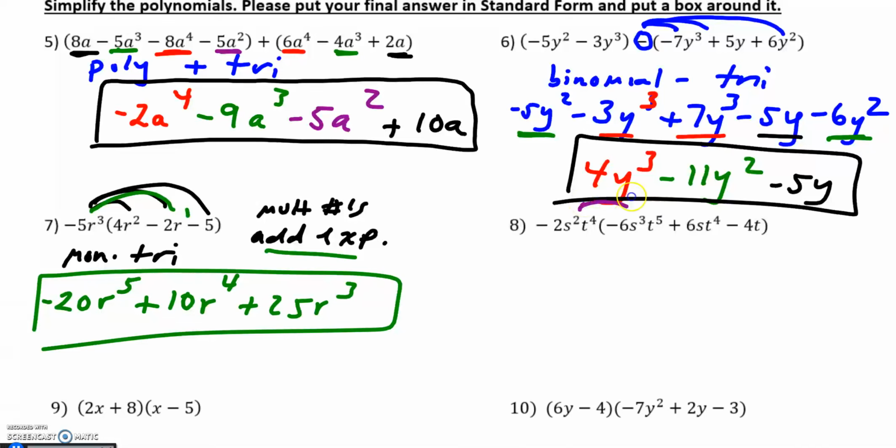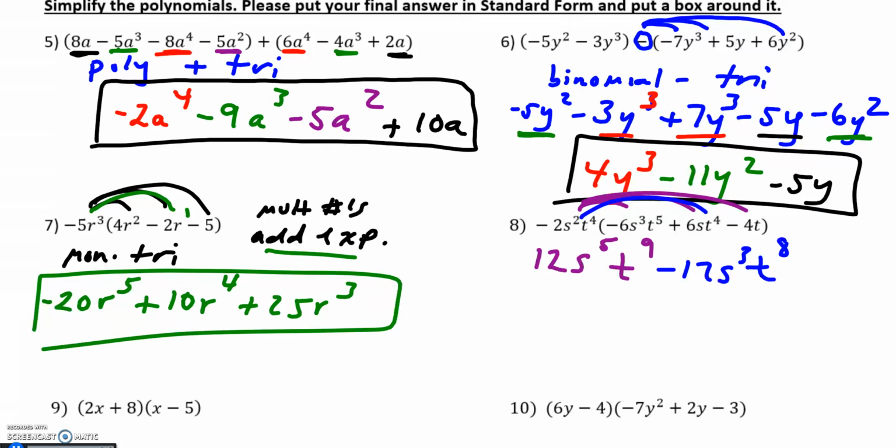Speaking of that, if I distributed in this monomial to this trinomial, my first term, so negative 2 times negative 6 is 12. S squared times s to the third is s to the fifth. T to the fourth times t to the fifth is t to the ninth. So that would be my first term. My second term, negative 2 times 6 is negative 12. S squared times s to the first is s to the third. T to the fourth times t to the fourth is t to the eighth.